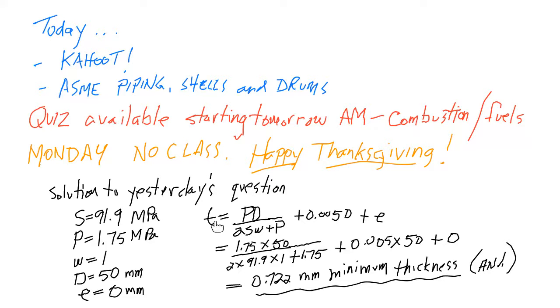So in order to determine the minimum thickness, we need to know P, which was 1.75 megapascals. It was given. We have the outside diameter, which was 50 millimeters, which was given. We need to know S, and S, if you looked it up, for SA192 at 300 degrees Celsius, you got 91.9.